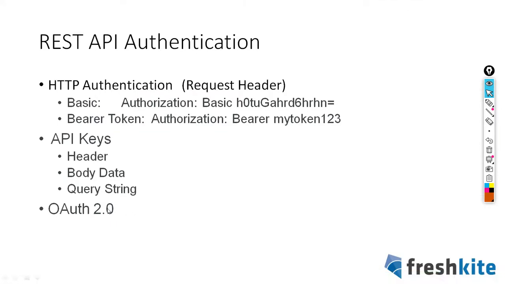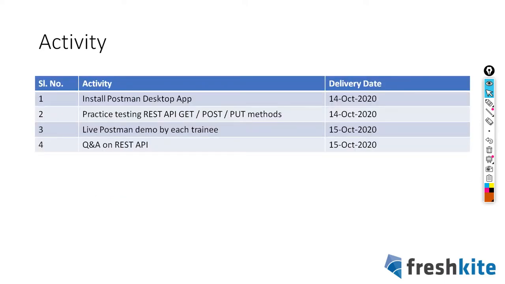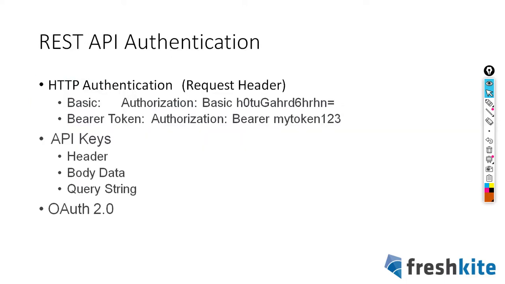There is one more authentication called OAuth 2.0. This is a newer protocol, and using it also, you can get authenticated. Some activities for you: try to install Postman and practice these REST APIs. Try to send GET requests and POST requests. Take it as an exercise.